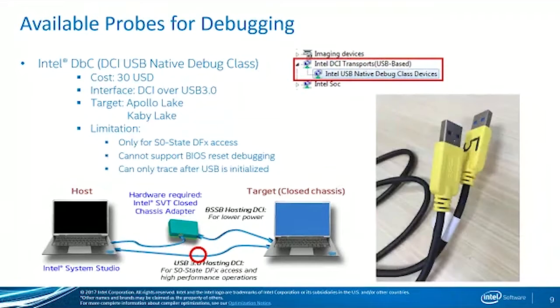To let more customers use our debugging tools, Intel provided a new probe at a more friendly price. It's a USB A2A cable with the same DCI interface. It supports Apollo Lake, Kaby Lake, and the newer big and small core CPUs. Unfortunately, there's always a but behind good things. This USB cable relies on the USB protocol being ready. Thus, it's not the best choice for some early stage debugging before USB has finished initialization.